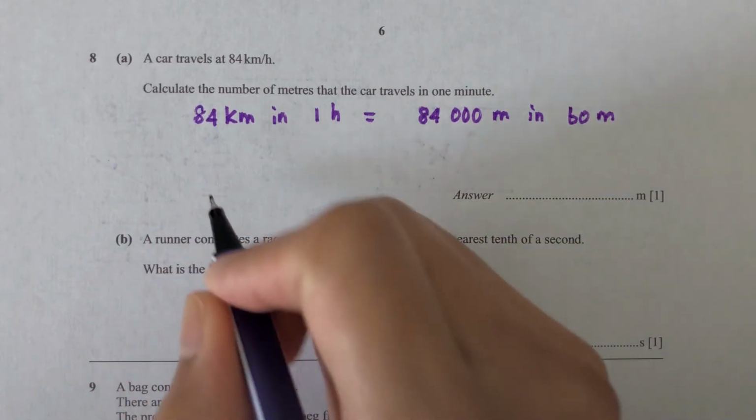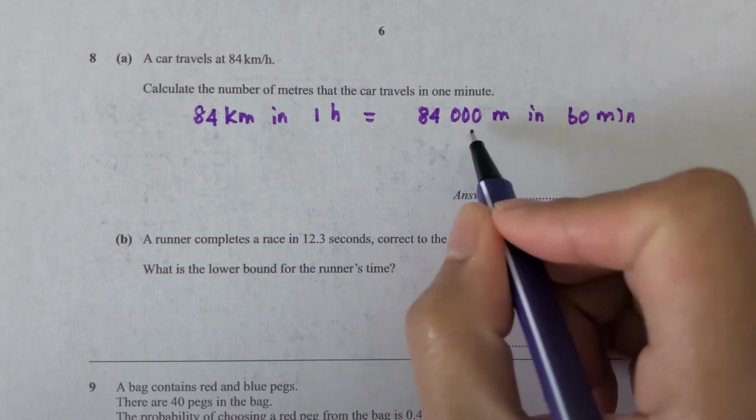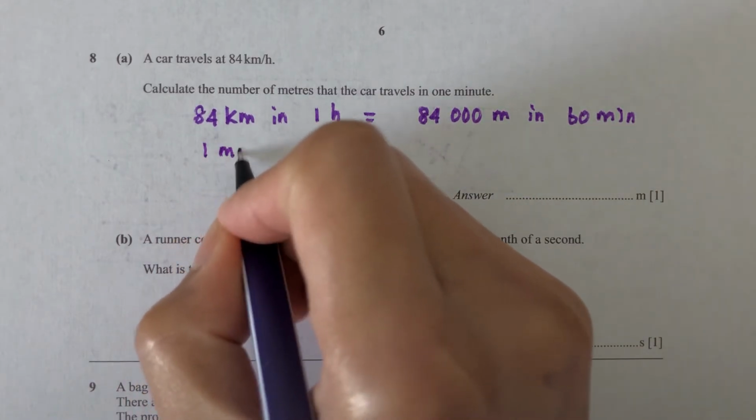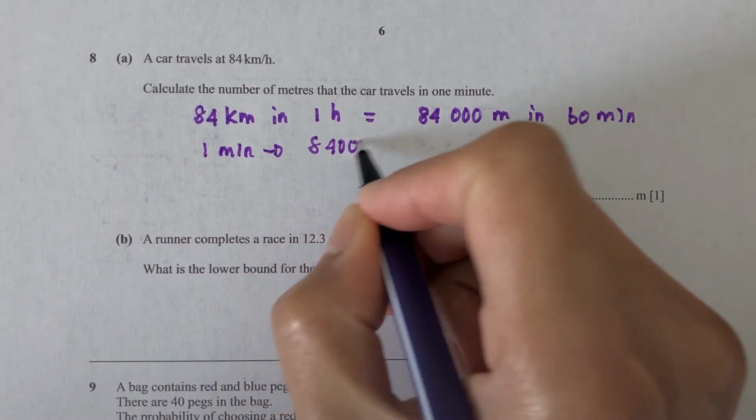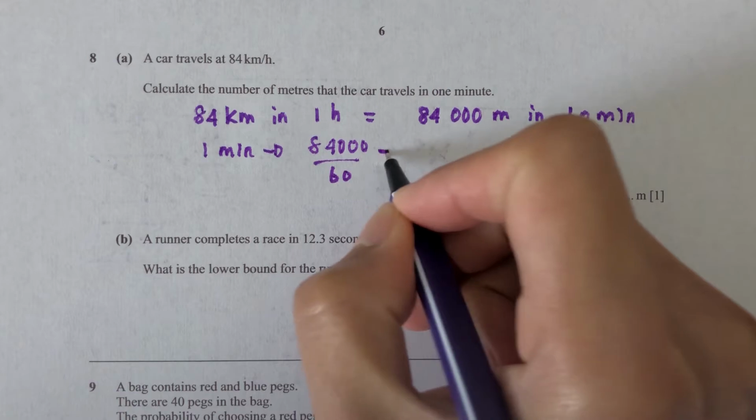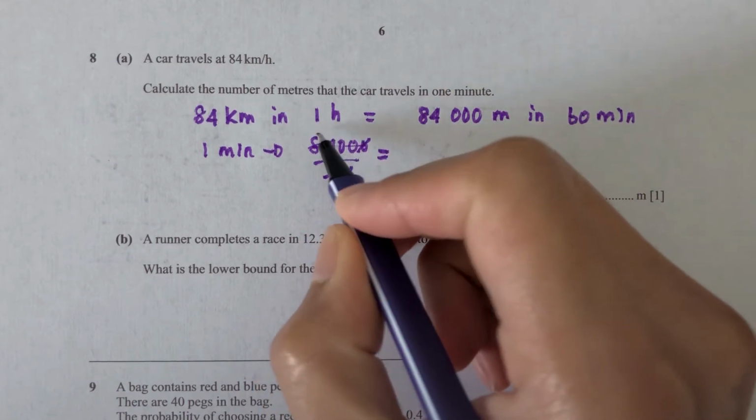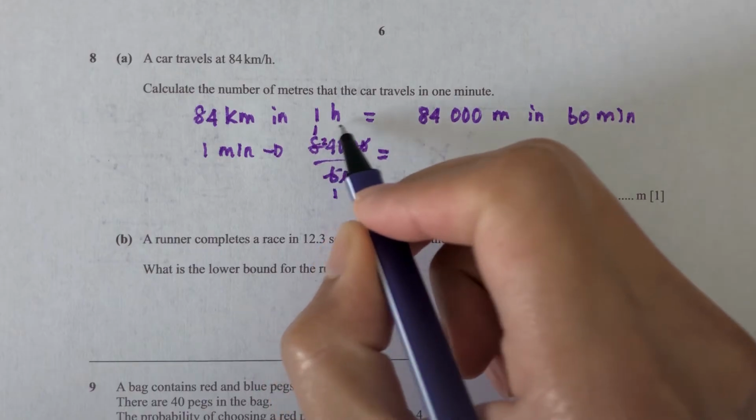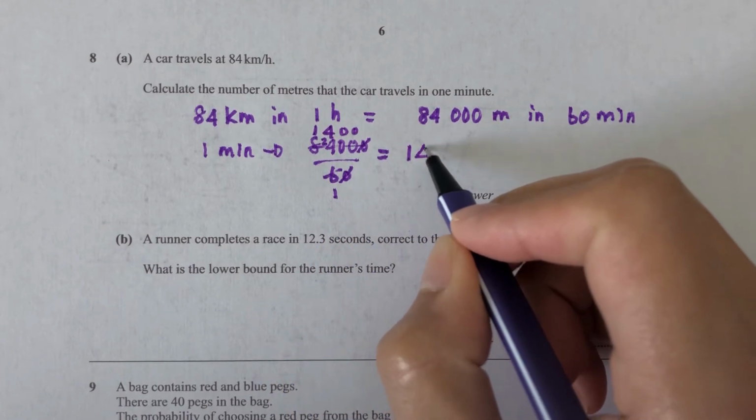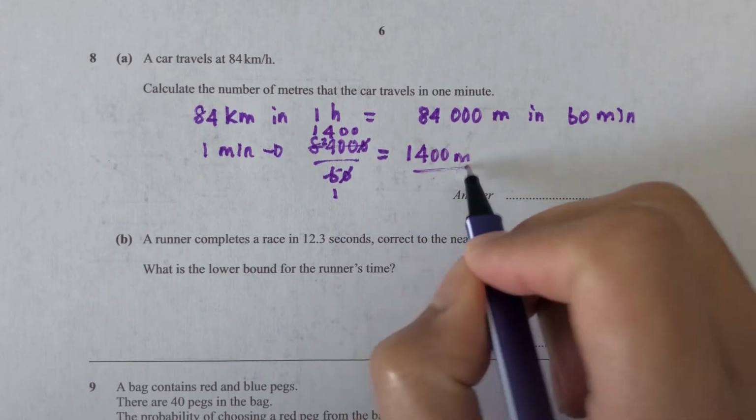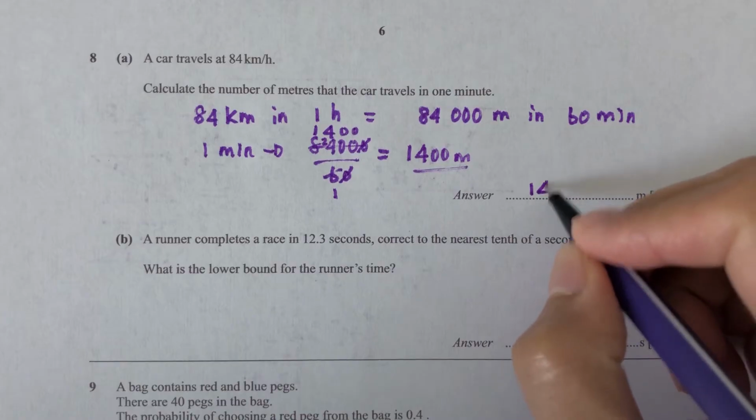So in 60 minutes, he travels 84,000. So in 1 minute, he travels 84,000 divided by 60. That will be 8,400 divided by 6, which is 1,400. So it will be 1,400 meters in 1 minute. That's your answer for part A.